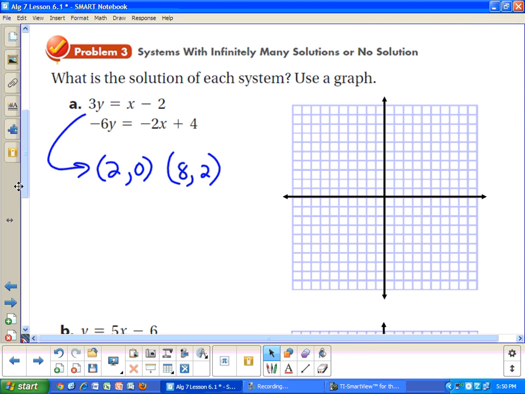All right, and the second one, let's see, that one, if we let x equal 0, then y would be a fraction. I'm not sure I want to do that.